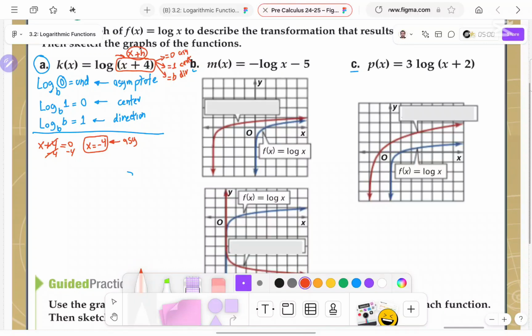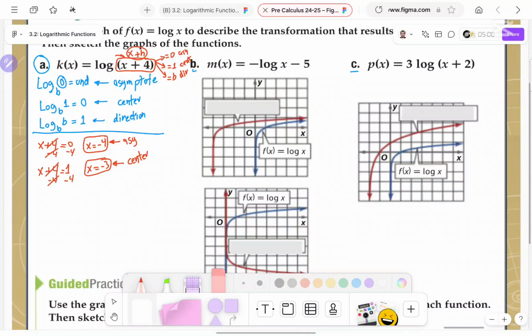Step number 2 is to set it equal to 1. x plus 4 equals 1. So minus 4 on both sides, so we cancel these. So 1 minus 4 gives x equals minus 3. So this one is my center. So the center will be negative 3.